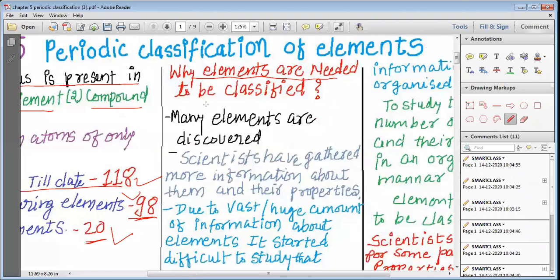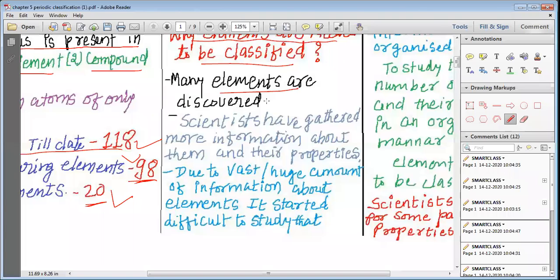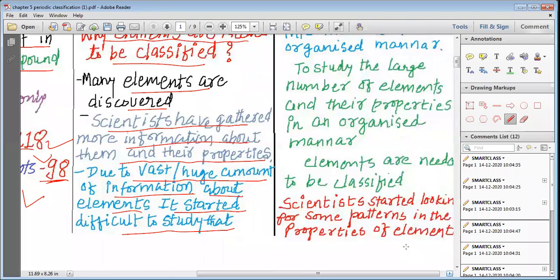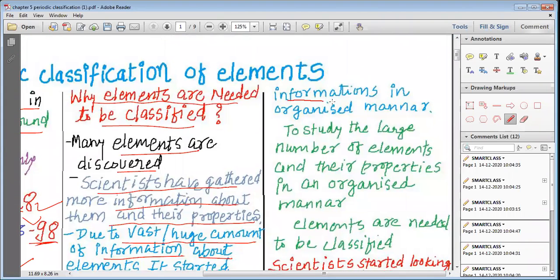Why do elements need to be classified? Many elements were discovered, and scientists have gathered more information about them and their properties. Due to the vast amount of information about elements, it became difficult to study them. These elements were very difficult to study because their number was huge and new elements were being discovered.